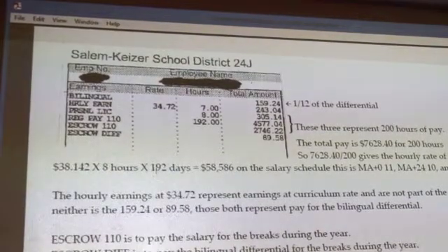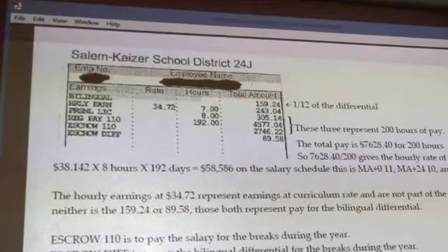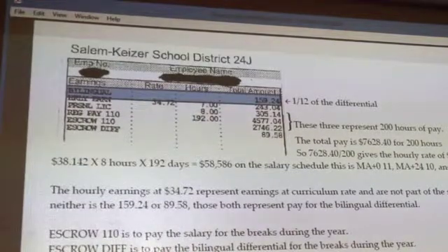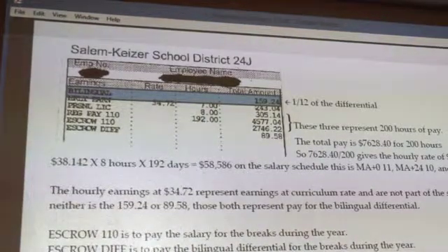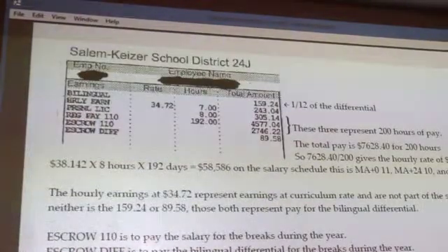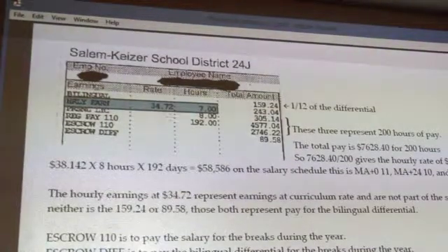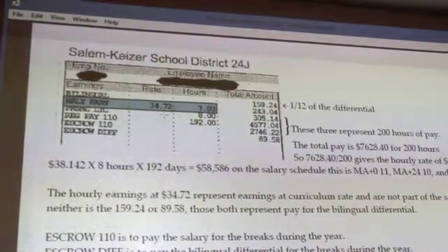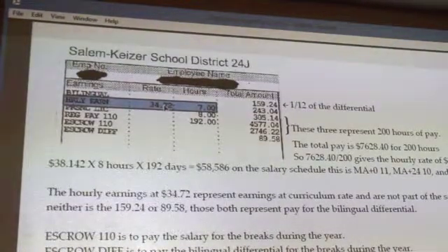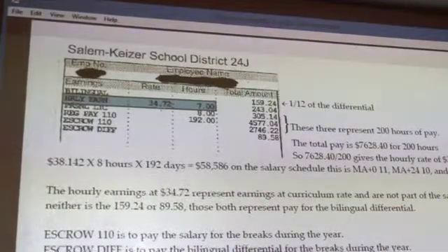This particular member has a bilingual differential. You can see bilingual here, and the amount for that bilingual differential in this paycheck all the way on the right, $159.24. This individual also worked for 7 hours at an hourly earning rate of $34.72. That was for some form of before school work in the summer, and it was paid out at curriculum rate, not the actual hourly rate.